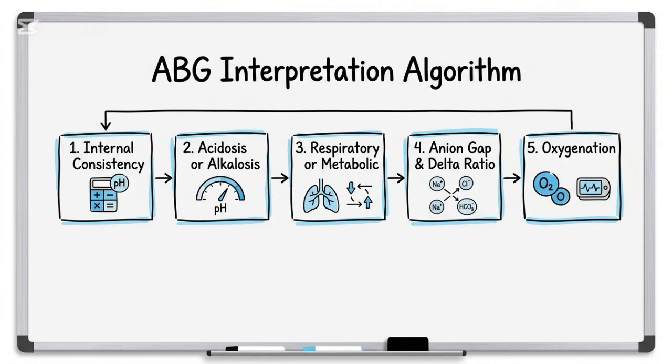Remember these 5 steps. First, internal consistency. Second, acidosis or alkalosis. Third, respiratory or metabolic. Fourth, anion gap and delta ratio. Fifth, oxygenation. Practice this approach on every ABG you see, and interpreting blood gases will soon become second nature.